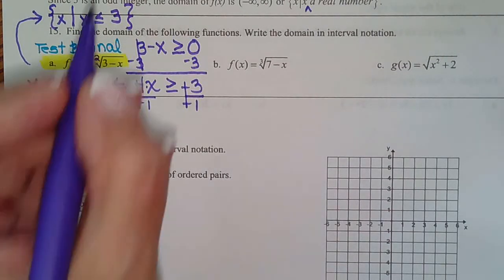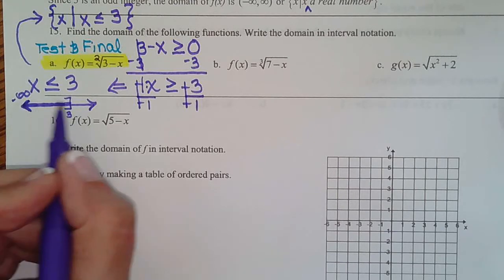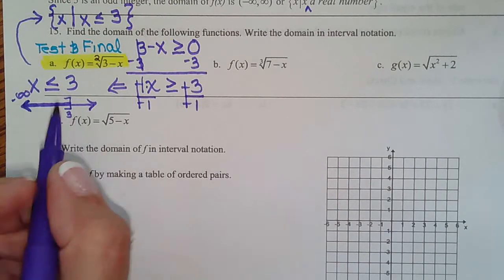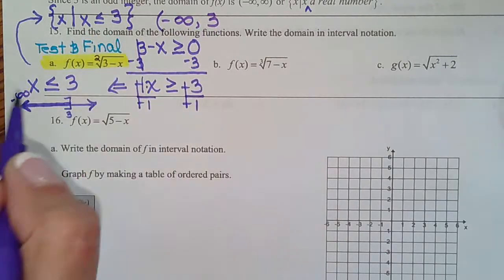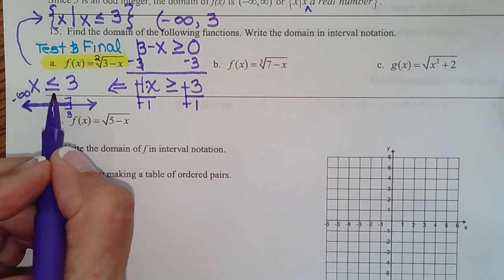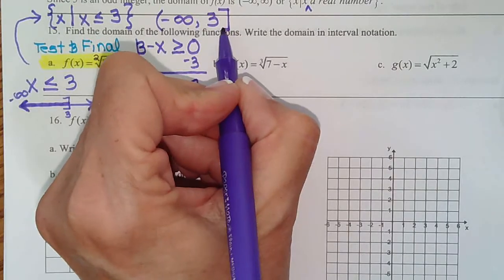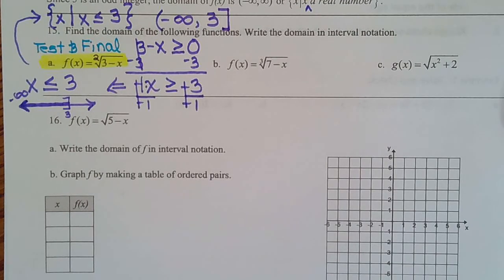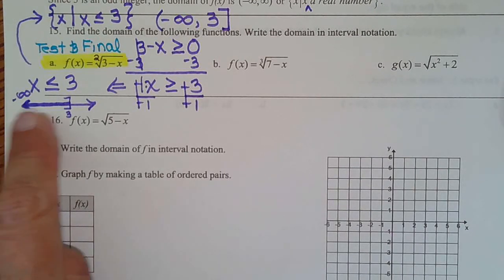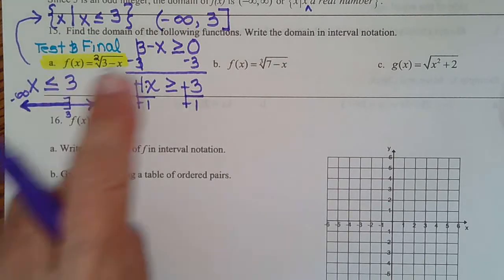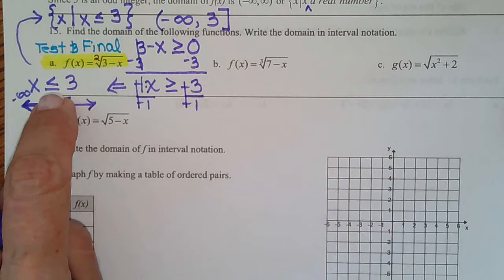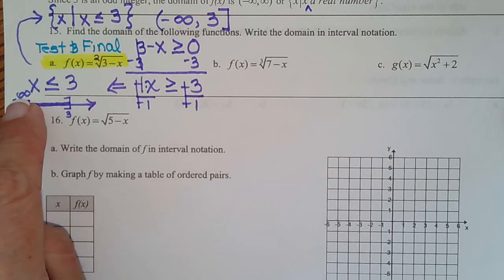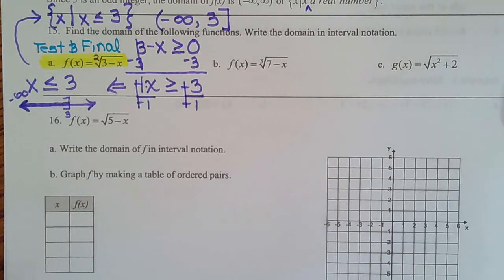For our interval notation, we go from left to right. So negative infinity is first, 3 second, and 3 gets a bracket because of the equal sign. And remember, order matters, and the shape of the parentheses and brackets matters. So you keep it in the order of the number line: negative infinity first, 3 second, and 3 gets a bracket because of the equal. Negative infinity always gets a parenthesis.